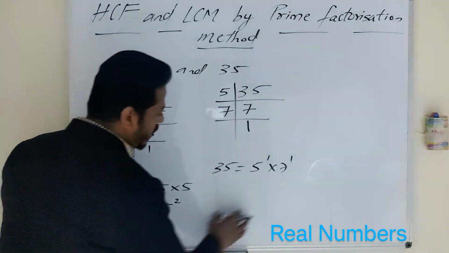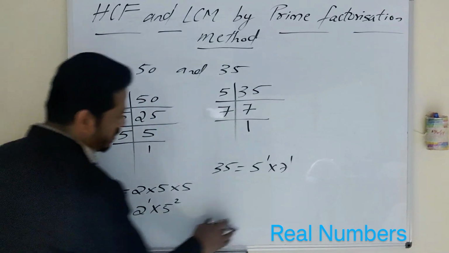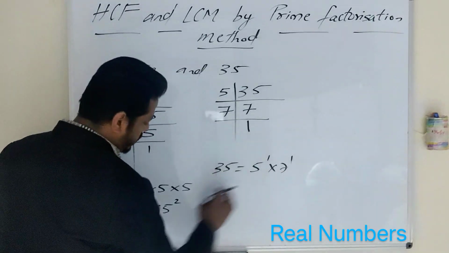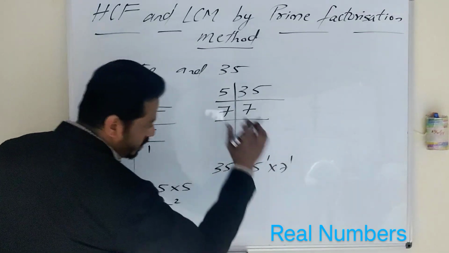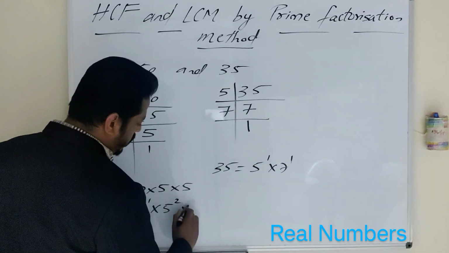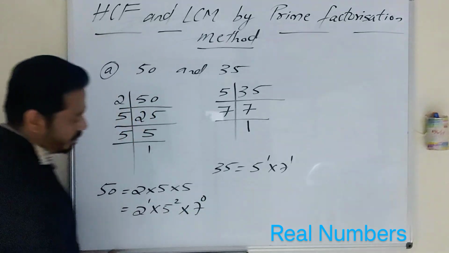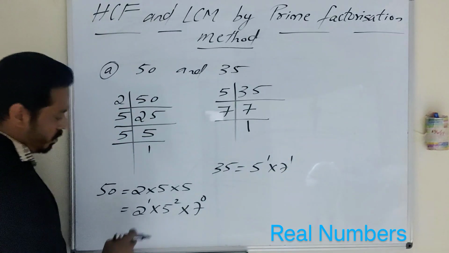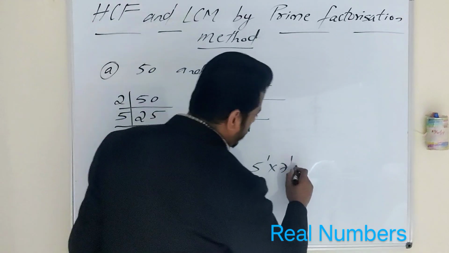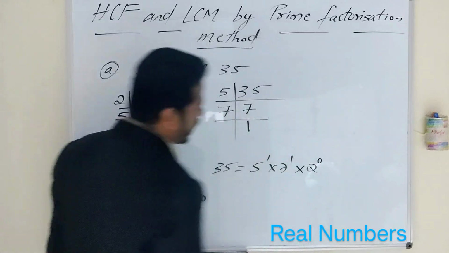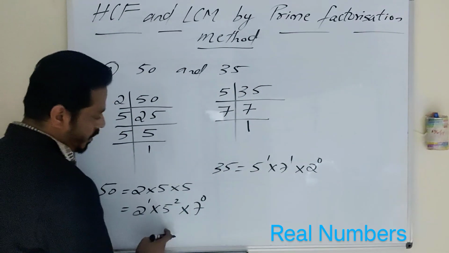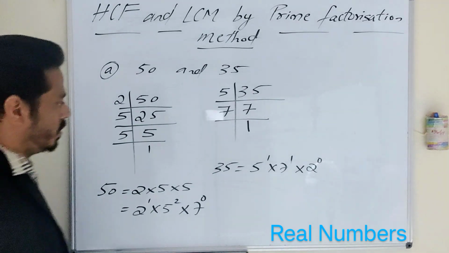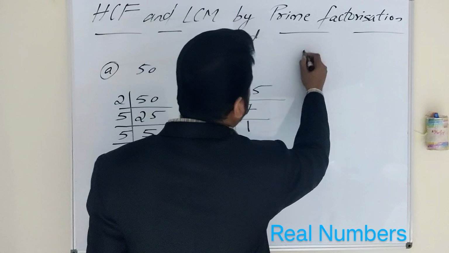Now, when you compare the factors of 50 and 35, in 50 you can see 2 and 5, and here 7 is missing, which is there in the factors of 35. So I'm going to write 7 raised to 0. Now when you see the factors of 35, 5 and 7 you have, but you don't have 2 here. 2 is missing, so you write it as 2 raised to 0. It will not make any difference here because 7 raised to 0 is 1 and 2 raised to 0 is also 1.